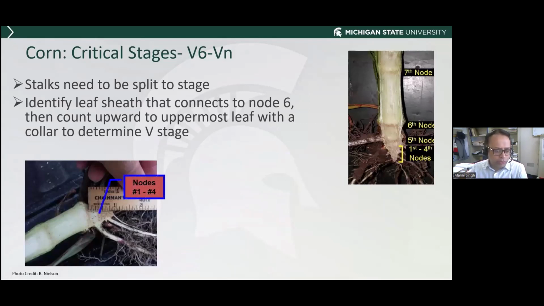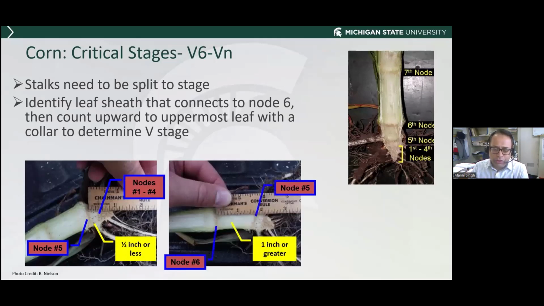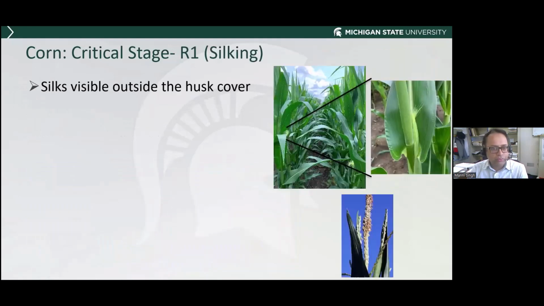You can see in a couple of these pictures, the first 4 nodes are sort of lumped together. They are hard to separate. But then between node 4 and 5, we have about half an inch or so. And between 5 and 6, we have about an inch or so. Using this method, you can identify where node number 5 and 6 is and identify that leaf collar number 5 or 6, and then count from there to get to V9, V10, and whatever growth stage. So again, something critical in terms of staging late V plants.